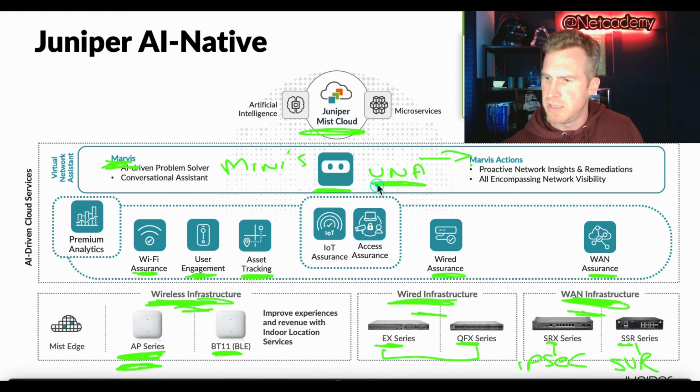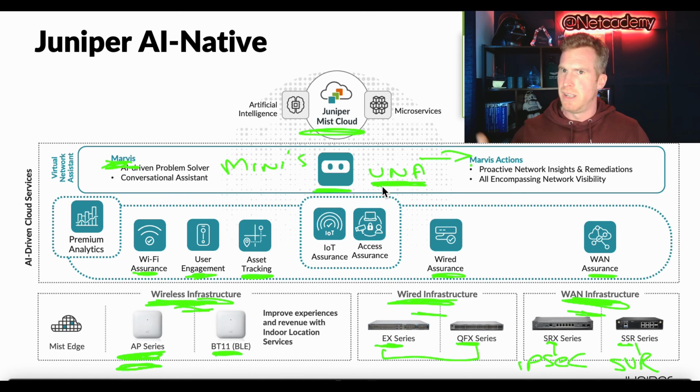But the virtual network assistant is quite literally, I could go onto my Mist org and ask, hey Mist, how is client David Townsend? Hey Mist, how is David Townsend's office? Hey Mist, how is David Townsend EX Switch? How is Microsoft Teams? How is Zoom? What are my 100 problems as such for the day?